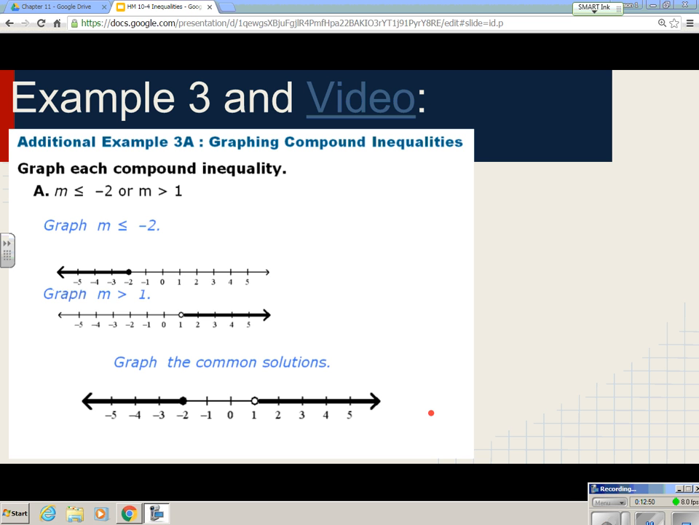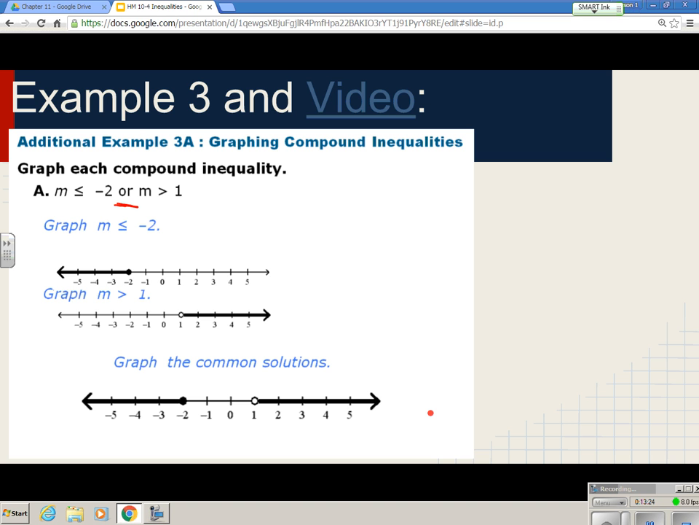And finally, we're going to look at compound inequalities. So remember, these are ones that can have variables, and they're going to have "or" and "and" words included. So if we look at A here, you can see that we have m is less than or equal to -2, or m is greater than 1. Now because we have the word "or," that means we're going to want to graph the solutions going different directions.